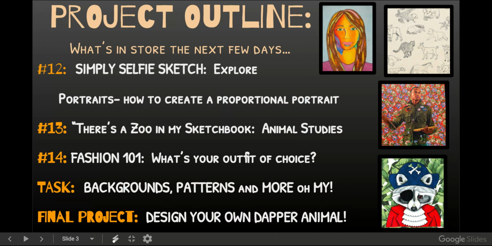So, project outline. Today, Monday, Simply Selfie Sketch, we are going to do self-portraits. Tomorrow, Tuesday, there's a zoo in my sketchbook. You are going to do animal studies and draw animals. Wednesday is Fashion 101, and you're going to create fashion. Thursday, you are going to create backgrounds, patterns. And then on Friday, you are going to begin and work on your final animal design, which down here in the bottom with this raccoon is an example of one of the finals.